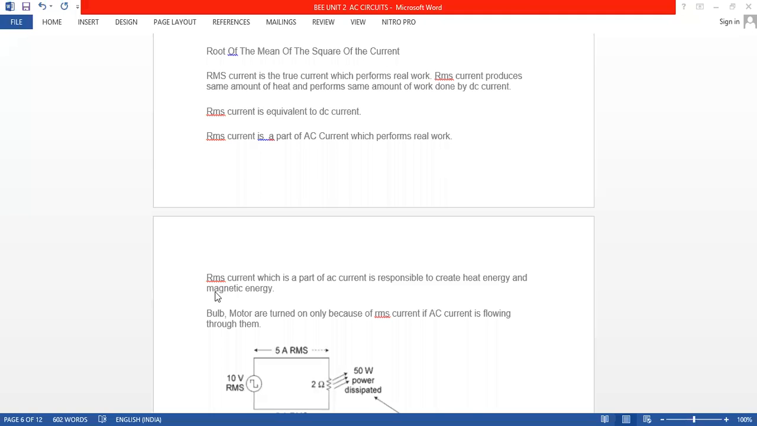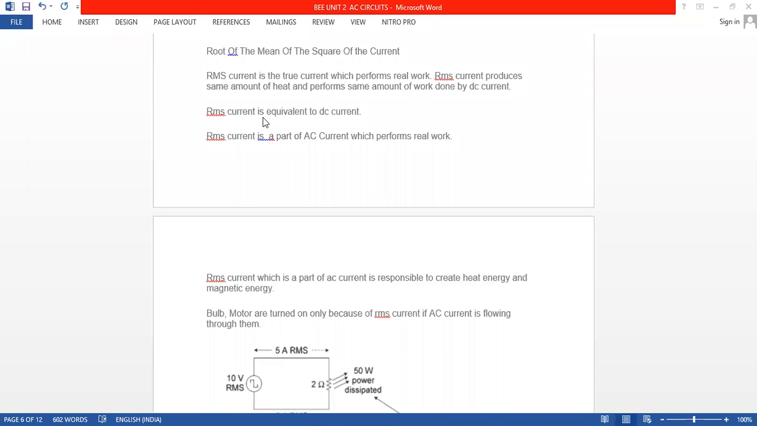RMS current, which is a part of AC current, is responsible for creating heat energy and magnetic energy. So the current which creates heat and magnetic energy, for AC, is nothing but the RMS current. What is the next line? Bulb and motor are turned on only because of RMS current if AC current is flowing through them. I am speaking of AC current, not DC. The second unit is entirely AC only.